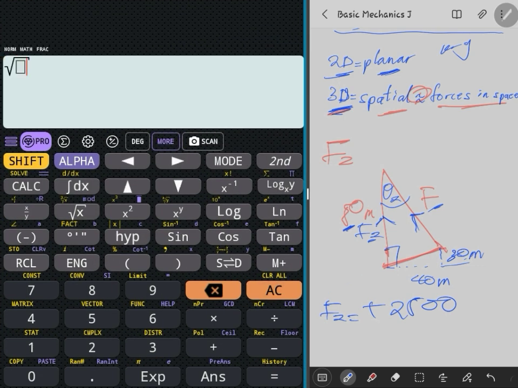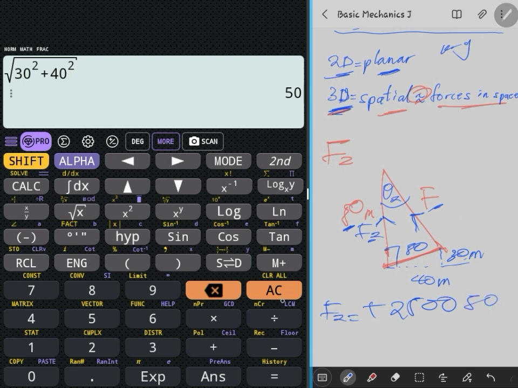Okay, so square root of 30 squared plus 40 squared gives 50 here. There's another way to get the distance here though, but we'll talk about that one later. So what do we have for this side? You have 50, right?